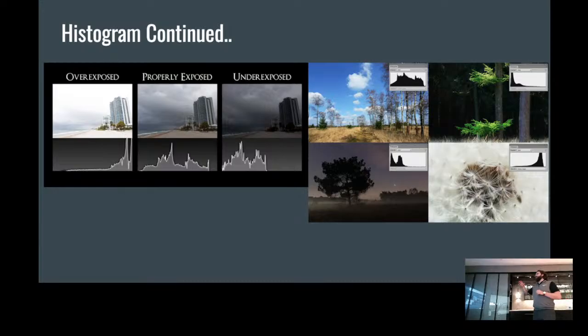For example, if we look at an overexposed, properly exposed, and underexposed image, we can see the differences in color, texture, and how dark the image is, and we can see how the histogram is negatively affected through that.